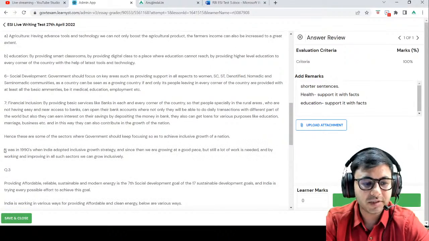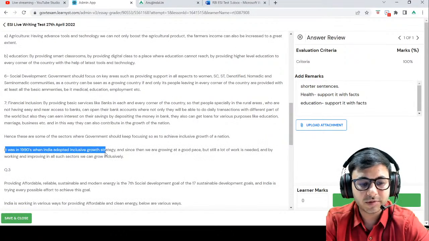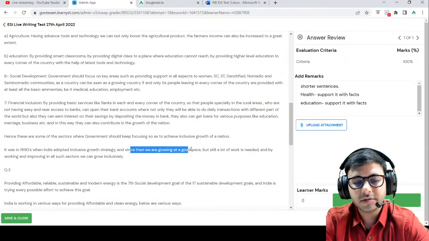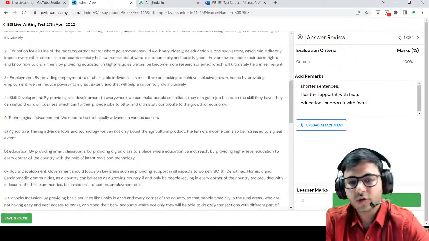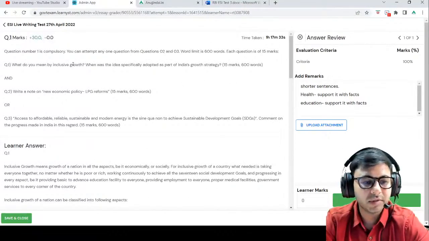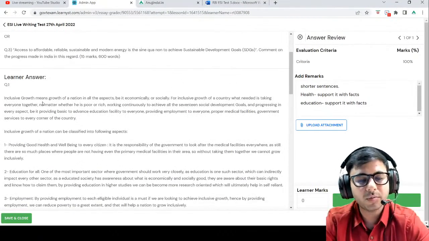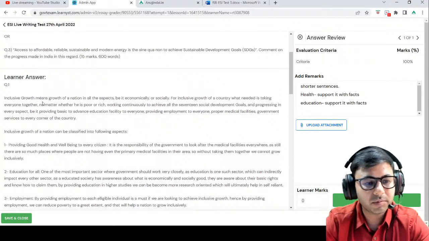Okay, you've just mentioned here it was in 1990s when India adopted inclusive growth, and since then we are growing at a good pace, but still a lot of work is needed. So वो maturity आंसर में कहीं ना कहीं visible नहीं है. Okay, I understand. I hope you understand कि क्या problem है.